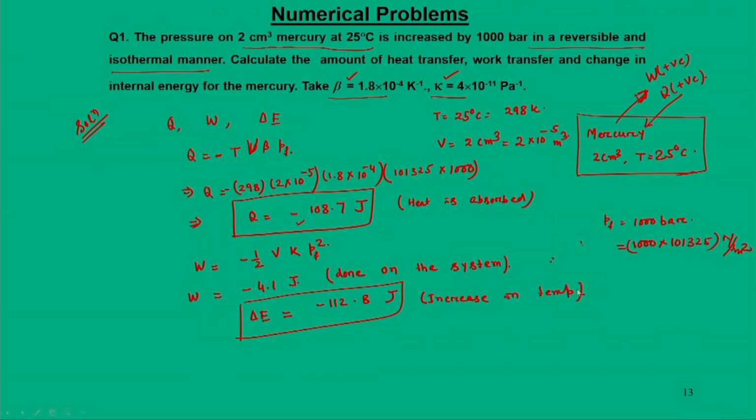Okay. So, of course, these numbers Q and delta E are very small with respect to the quantification of increase in the pressure by 1000 bar. So, it means that mercury is very insensitive to these changes. In fact, this is also clear from the values of beta and kappa defined for mercury.